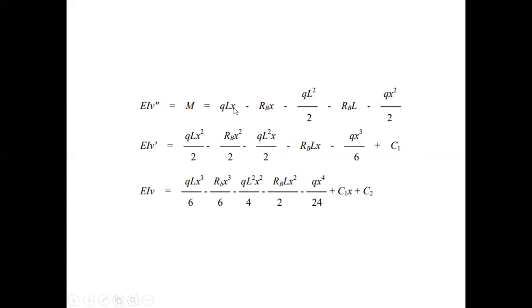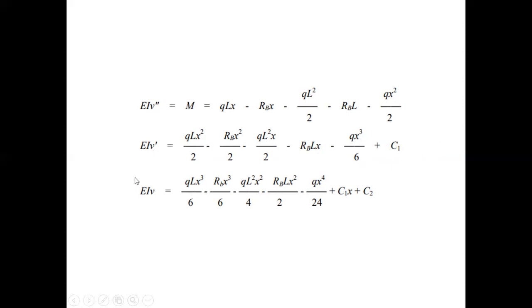On integrating x, we'll get x square by 2, so it will be ql x square by 2 minus RB x square by 2 minus ql square by 2 x minus RB l x minus qx cube by 6 plus c1. This will be plus c1. This will be as it is because there was no x over there, so it will be x. X will come to this side, and c1 is the constant due to the integration.